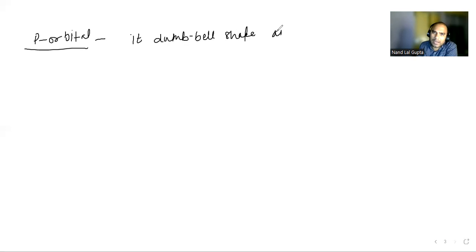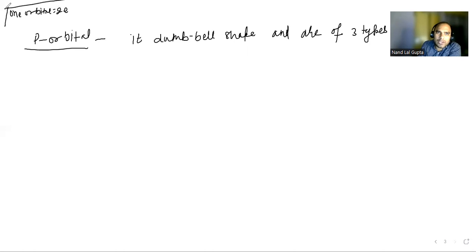And they are of three types in total. Now you know that one orbital holds two electrons. So there are three types, meaning three orbitals. It is dumbbell shape and there are three types.